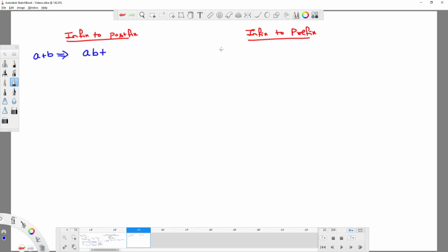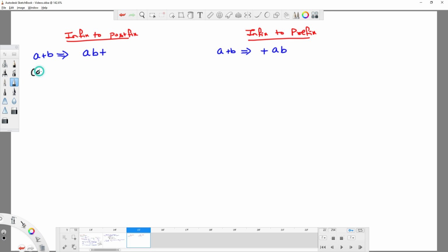If the expression is a plus b, how about the prefix notation? The operator comes before the operands. This is how you convert infix to prefix notation. Okay, this is a very simple example. Let me take a somewhat bigger example.